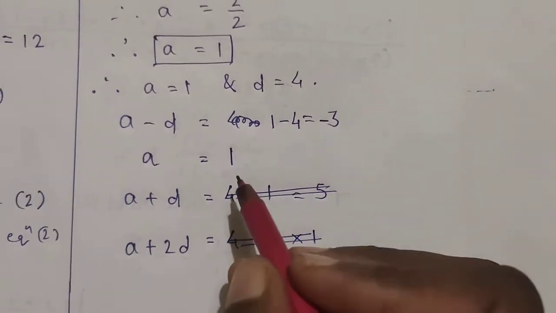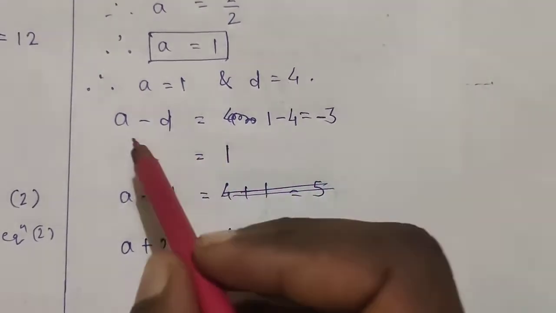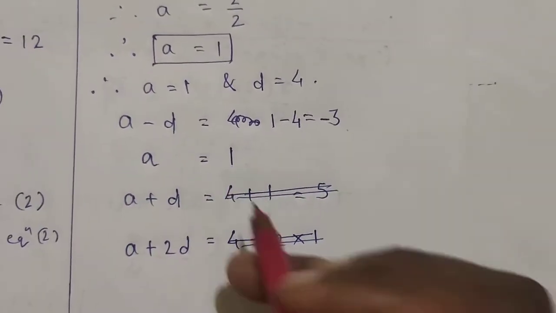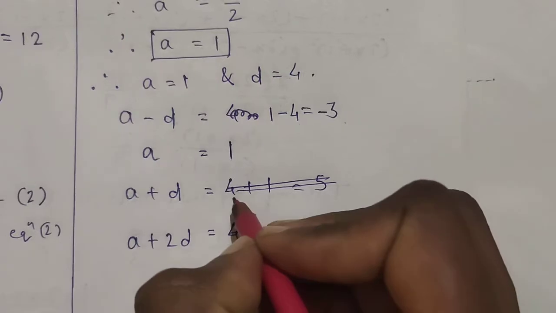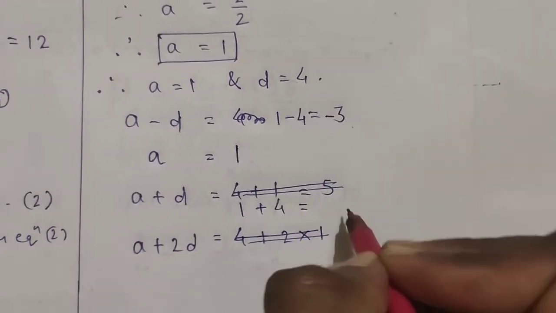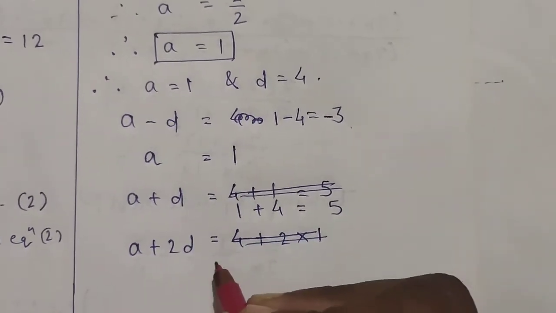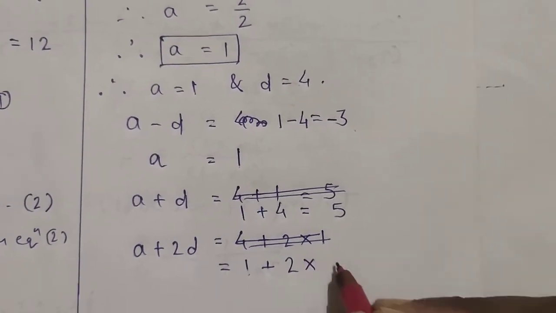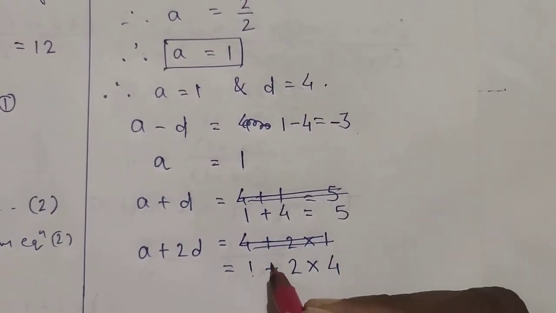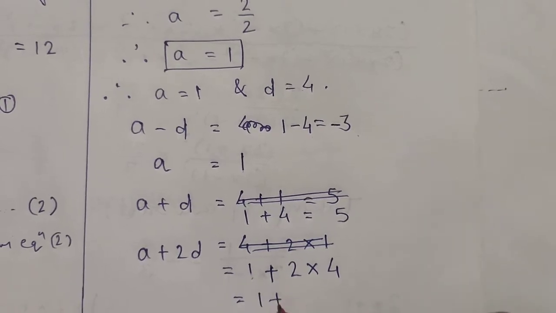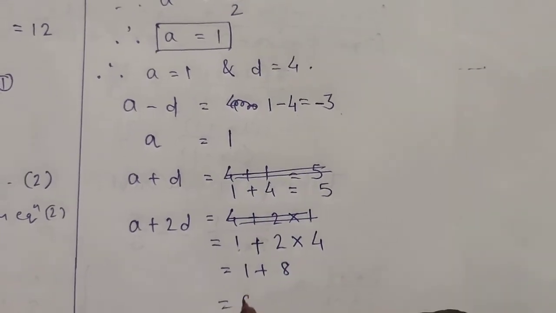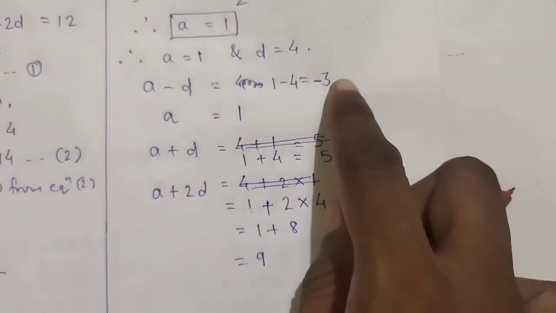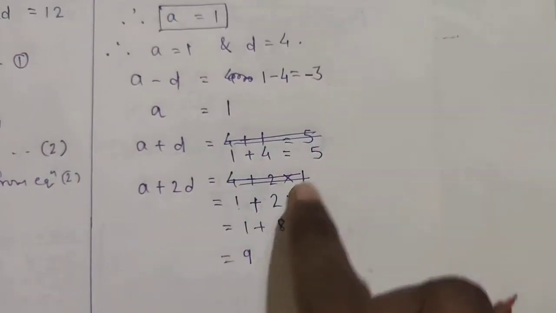Sorry, by mistake I have taken wrong values, so I have corrected here. A minus d, 1 minus 4 is minus 3, then a value is 1, and here a plus d. So 1 plus 4 equals 5, and in this a plus 2d is what? 1 plus 2 into d, that is 4. So here you are going to get 1 plus 8, 9. Okay, so we have terms as minus 3, 1, 5 and 9.